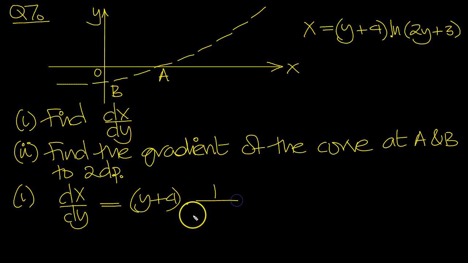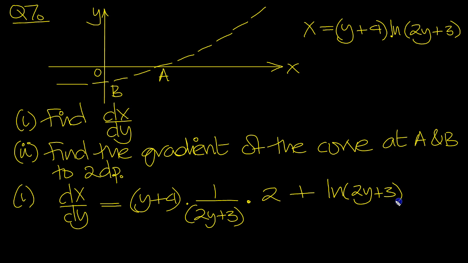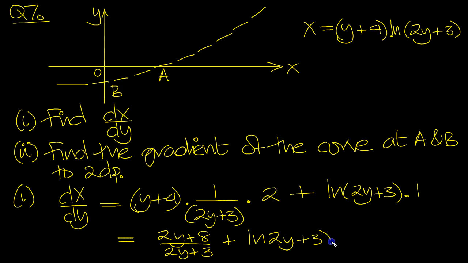Log of something goes to 1 over something, multiplied by the something differentiated. We're differentiating with respect to y, so it's the same process. So this just differentiates to 2, doesn't it? So that's u dv/dx plus v times du/dx, and du/dy will be 1, won't it? So what have we got then? We've got (2y plus 8) over (2y plus 3), plus ln(2y plus 3). And that's dx/dy. So dy/dx will be 1 over this.